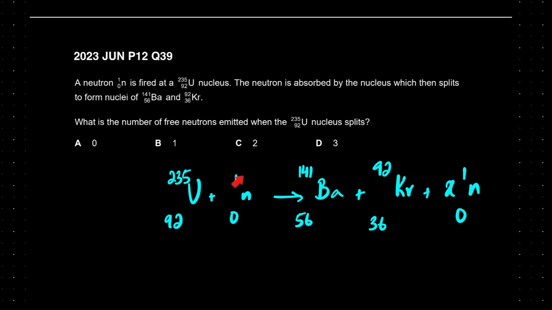So 235 plus 1, if I write this out as an equation, so 236 should equal 141 plus 92. Let's find out what that is. So 233, and then you have X times 1 as the contribution to the nucleon number that the neutrons have, right? So X turns out to be 3. So that's the answer here.